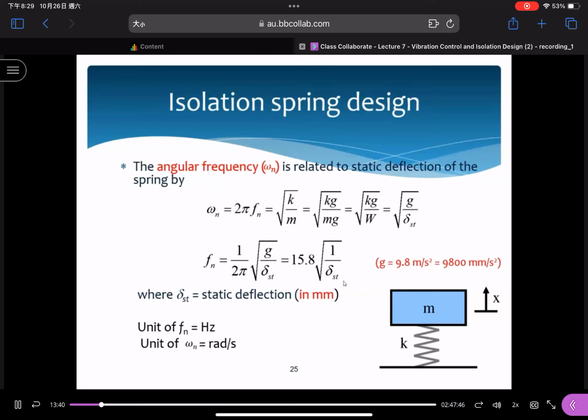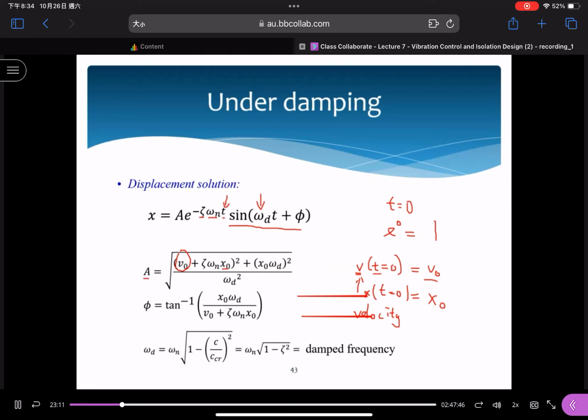Any problem? And how about omega d? Omega d is given here. It is related to omega n and the damping effects. If the damping ratio is equal to 0, that means omega d is exactly equal to omega n.